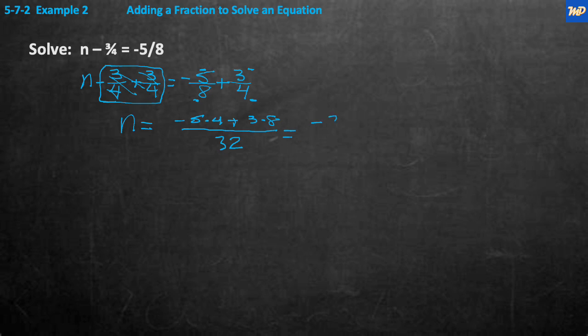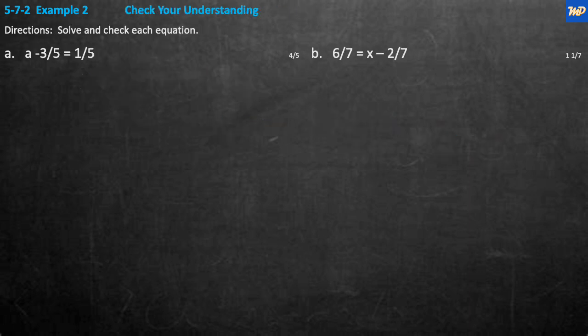So once we do that, we can carry out all the math here. We have negative 20 plus 24. 5 times 4 is 20. 3 times 8 is 24. It's a negative 20, and that's all over 32. And 24 minus 20 is equal to 4. Still over 32. And we can reduce this fraction, this 4/32, down to 1 over 32 divided by 4, 8. There's the solution. 1/8.